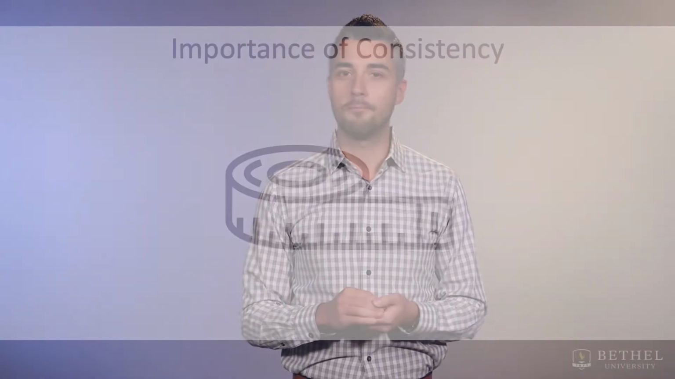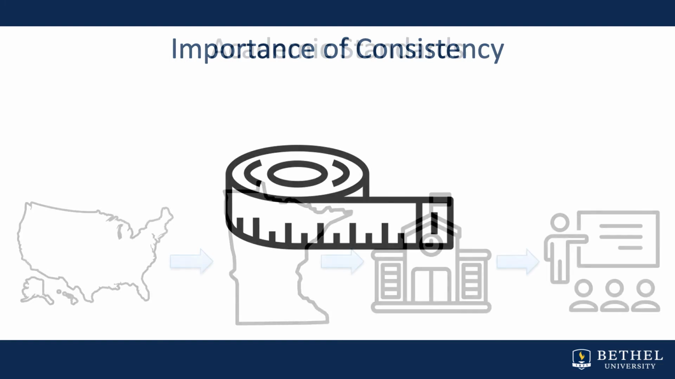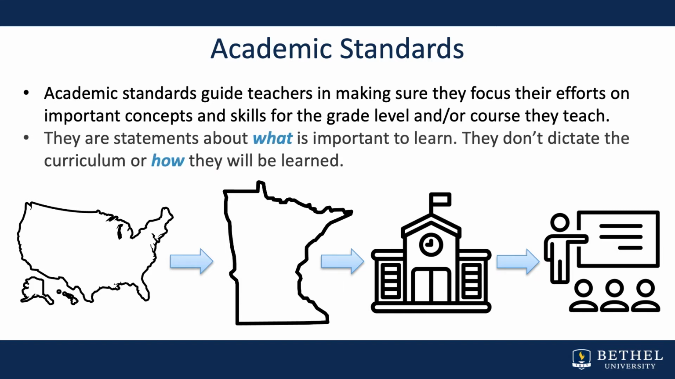While we know that is obviously not how you figure out someone's accurate height, it does remind us of the importance of certain things being consistent. We use standard measurement to make sure we're talking about the same thing when we say something is 5 feet long or 30 pounds. In a similar way, academic standards guide teachers in making sure they focus their efforts on important concepts and skills for the grade level and/or course they teach. They are statements about what is important to learn. They don't dictate the curriculum or how those things will be learned.